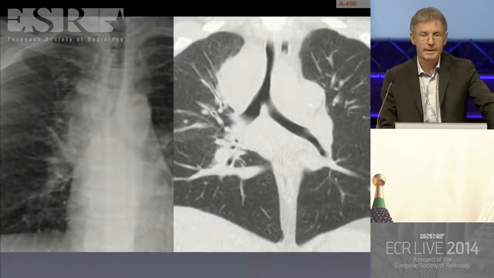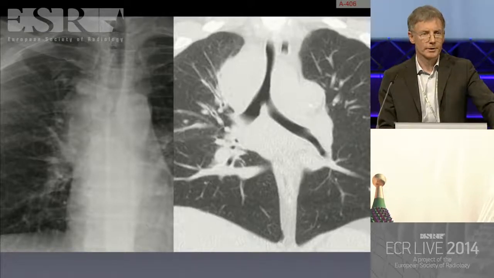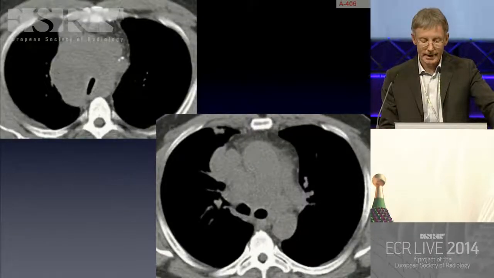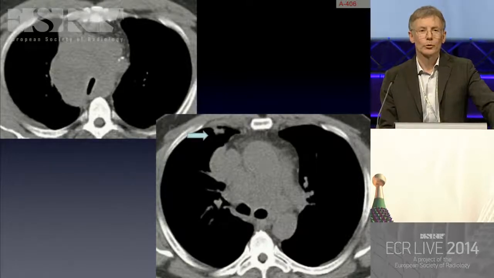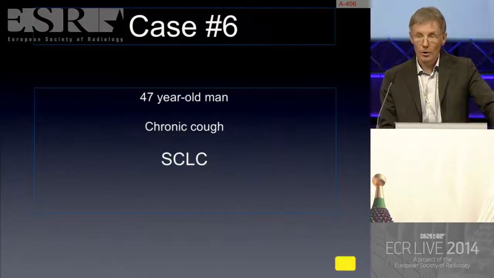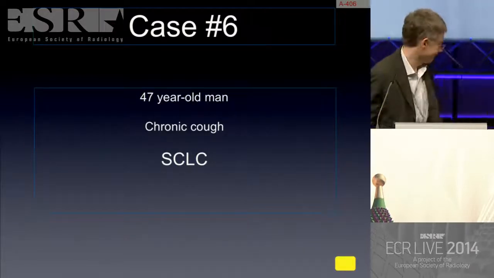This is the patient's CT scan a couple of weeks later when he has developed stridor, so this is a rapidly growing mass. And on the CT scan, you see the mediastinal mass and lymphadenopathy with this small peripheral pulmonary nodule. This was a case of small cell lung cancer. So missed by the radiologist. Okay, thank you. Over to you, Denis.